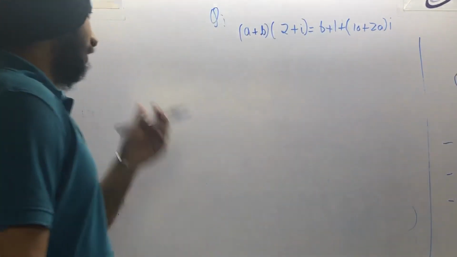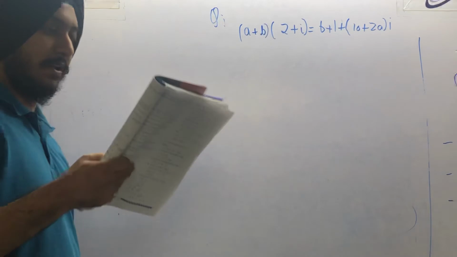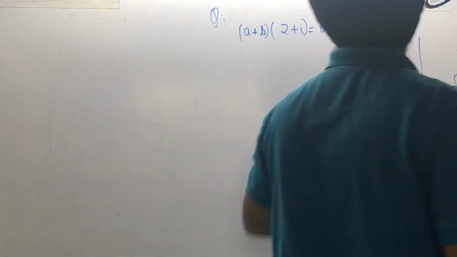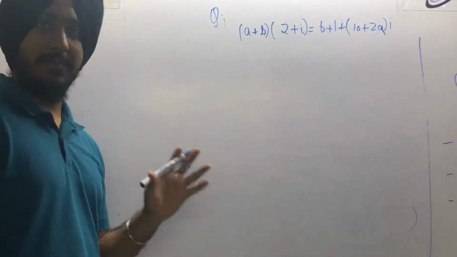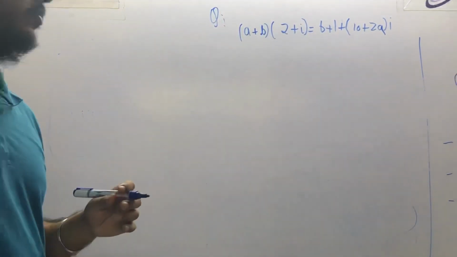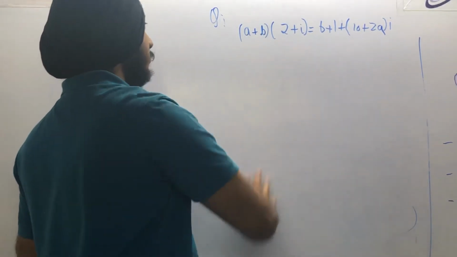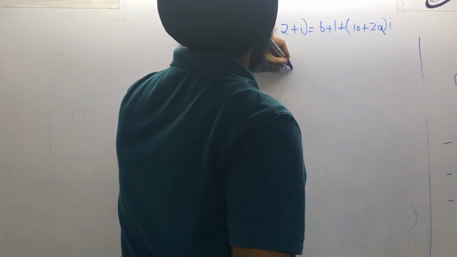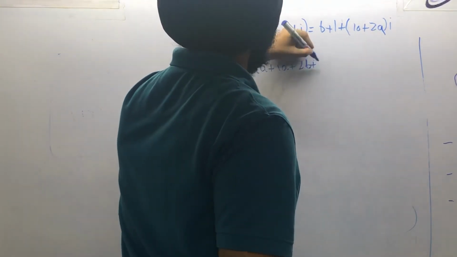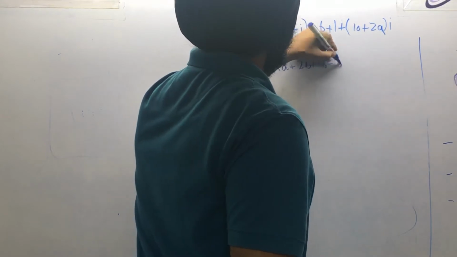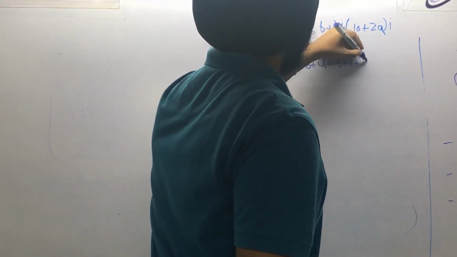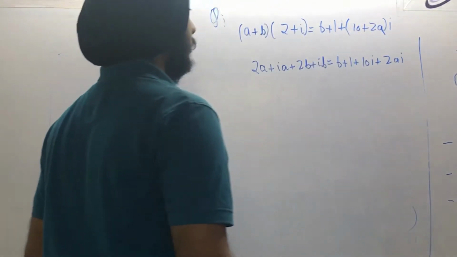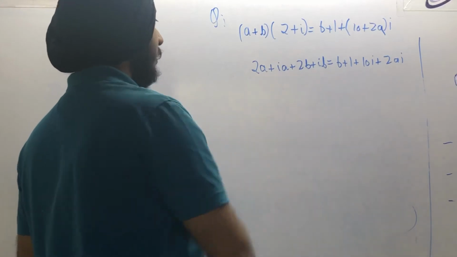Okay, so we have to find this question, same thing. We have to find the values of a and b. Okay, so first of all, how to proceed? First of all, what will you do? You will separate the real and imaginary part. This is the basic thing that you have to do in all the questions. First of all, just multiply these two. So this is 2a plus iota a plus 2b plus iota b is equal to b plus 1 plus 10 iota plus 2a iota.